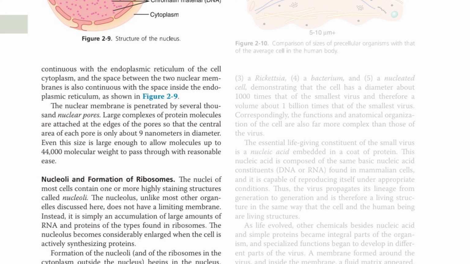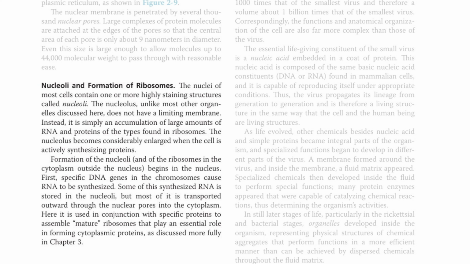Even this size is large enough to allow molecules up to 44,000 molecular weight to pass through with reasonable ease. Nucleoli and formation of ribosomes. The nuclei of most cells contain one or more highly staining structures called nucleoli. The nucleolus, unlike most other organelles discussed here, does not have a limiting membrane. Instead, it is simply an accumulation of large amounts of RNA and proteins of the types found in ribosomes. The nucleolus becomes considerably enlarged when the cell is actively synthesizing proteins.